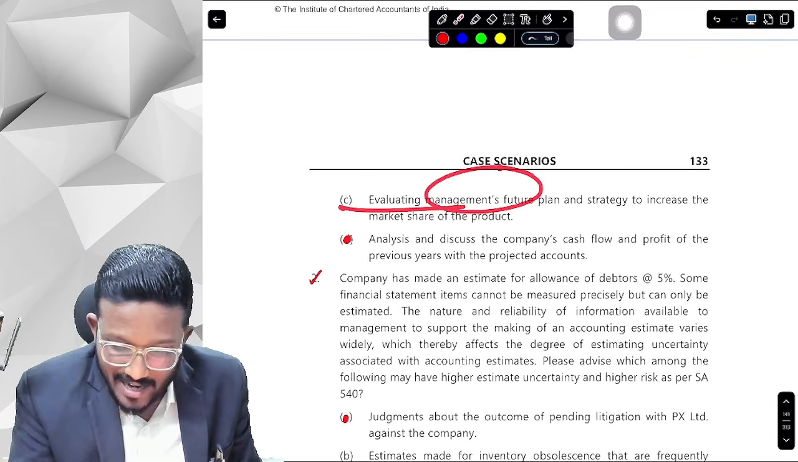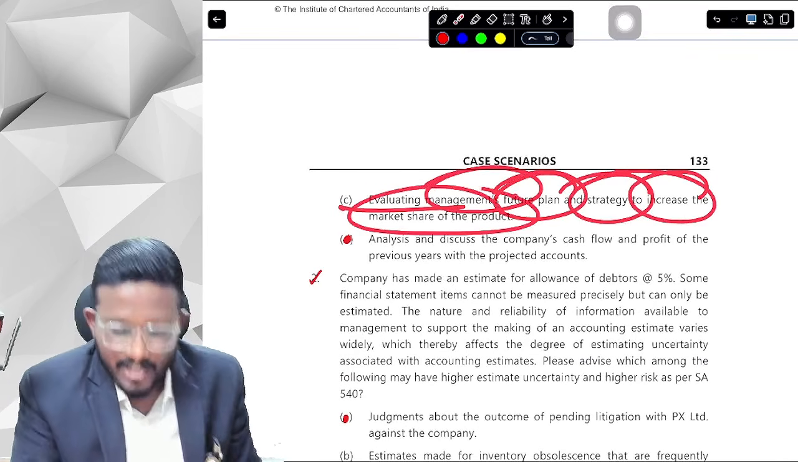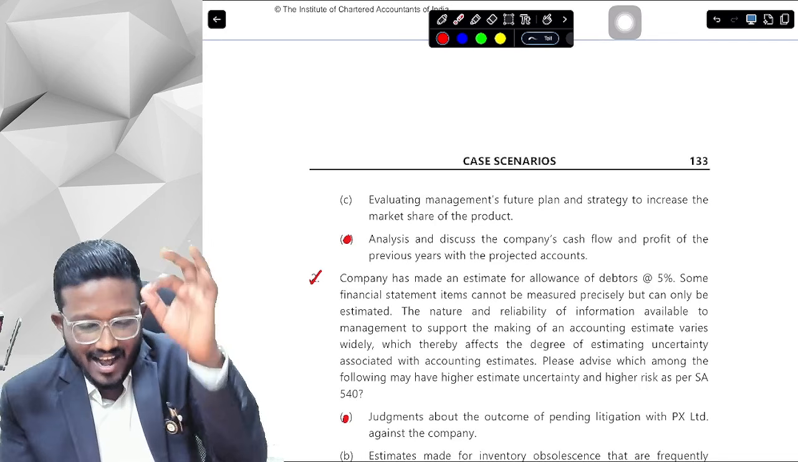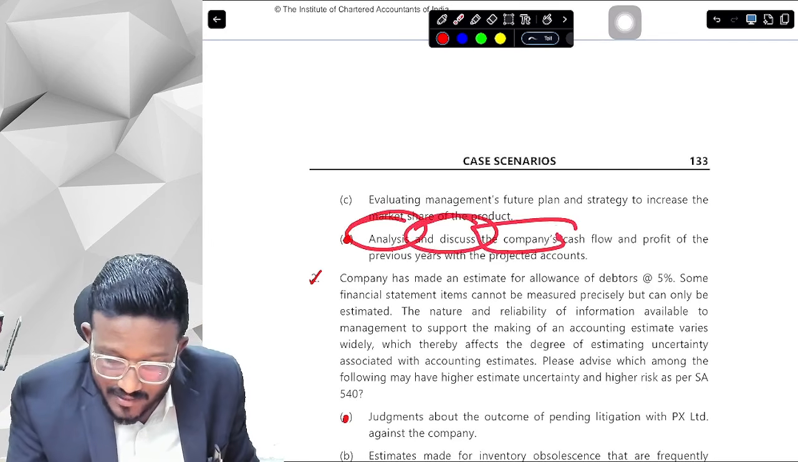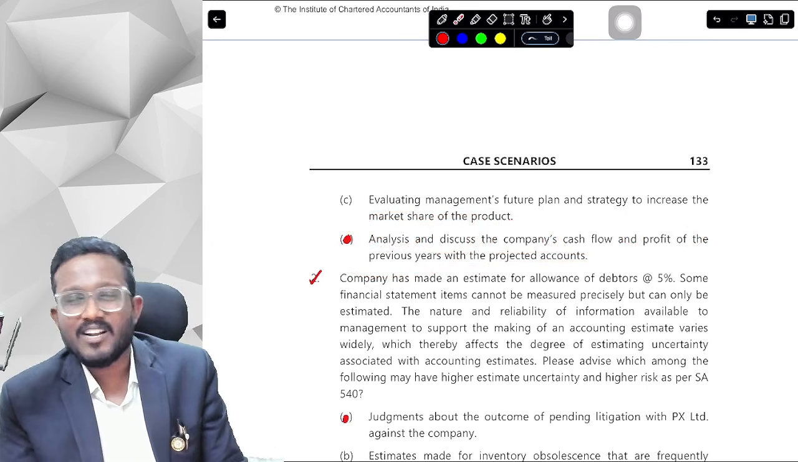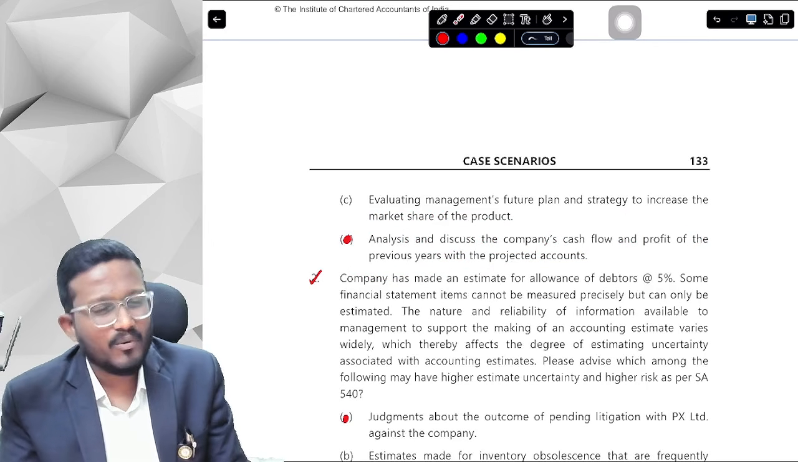Next, we need to evaluate management's future plan and strategy to increase the market share of the product. Yes, we need to do that so that we know whether the management has any future plans or not. And lastly, we need to analyze and discuss with the company the cash flow and profit of the previous year with the projected accounts. No sir, we do not have to evaluate the previous year cash flow and projected profits.